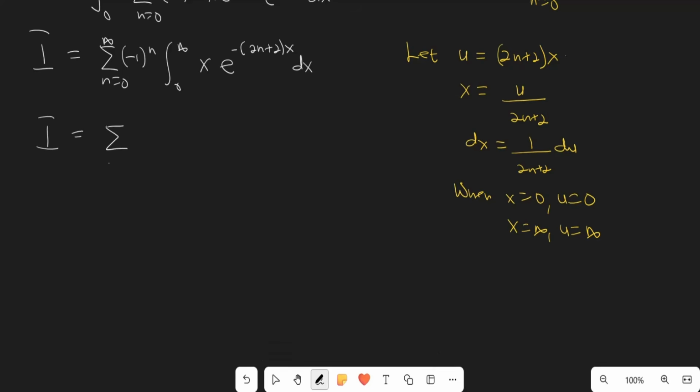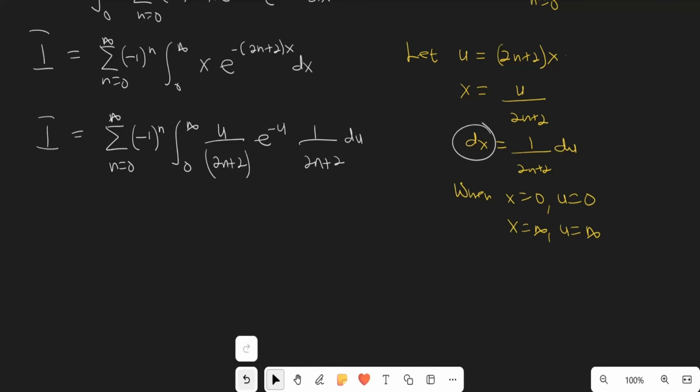This is the summation n from 0 to infinity, negative 1 raised to the power n. The integral from 0 to infinity, the limits will stay the same, of x. X is the same as this guy, so that is u all over 2n plus 2. Cool. And then e to the, this one is u, so negative u. And dx is the same as 1 all over 2n plus 2 du, that is dx here.